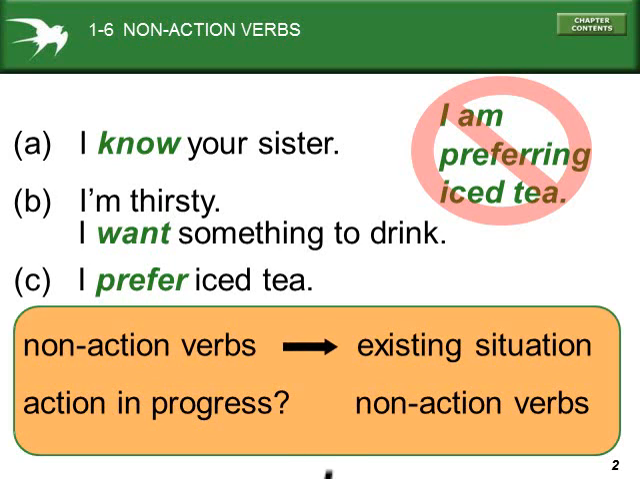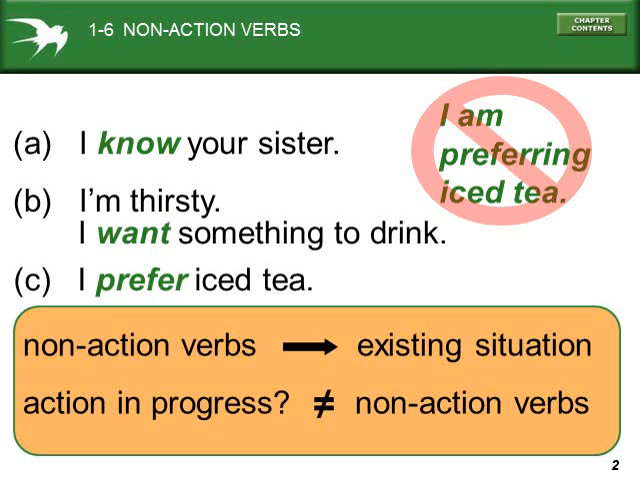So the pattern that you should know is that non-action verbs express an existing situation. They're not showing any action happening. No one is actually doing anything, so we call them non-action verbs. And the reason that this is important is that in English, non-action verbs are not allowed to be used in the progressive tense.